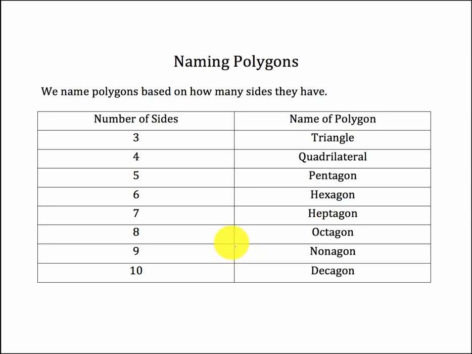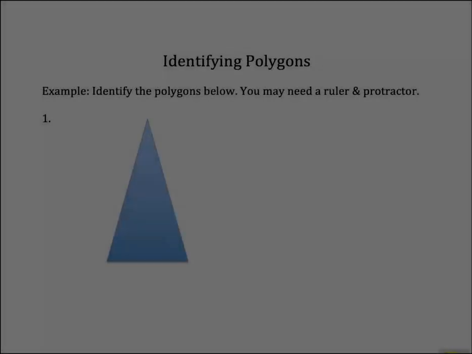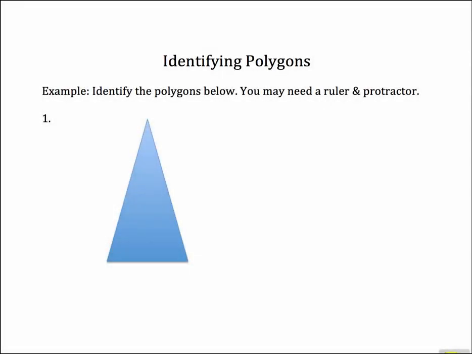Okay, so when we're labeling or naming polygons, if it has 6 sides that are not equal, then it would be an irregular hexagon because the sides are not equal, but it still has 6 sides. And assuming they're all straight and it's a closed shape, then we can still call it a hexagon. But if all the sides are equal, then I'd call that a regular hexagon. We're going to go through a few examples now.